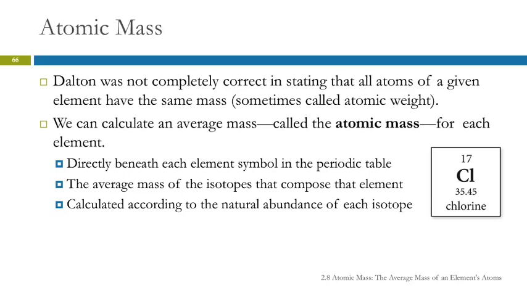So this is also given on the periodic table. That is the number under the element symbol. These are not integers. So chlorine atoms, the average chlorine atom weighs 35.45 atomic mass units. There's actually no single chlorine atom that has that mass.